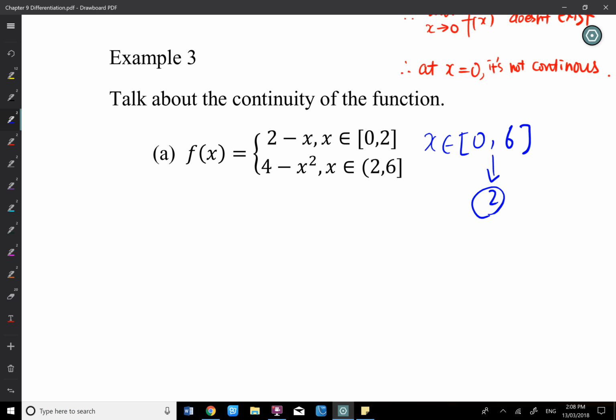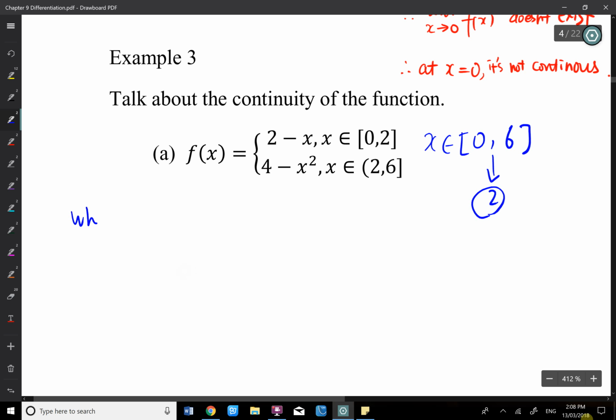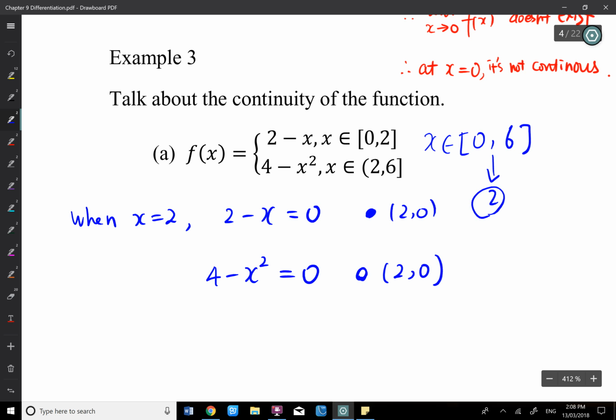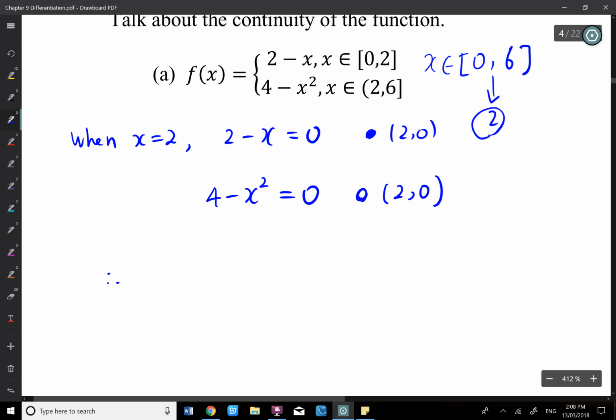So what we need to test is when x equals 2. 2 minus x equals 0, and 4 minus x squared equals 0 as well. So for the first one, it's a closed circle at the point (2, 0). For the second one, it's an open circle, but it's still at (2, 0). So it's the same point. It's connected, so it is continuous.